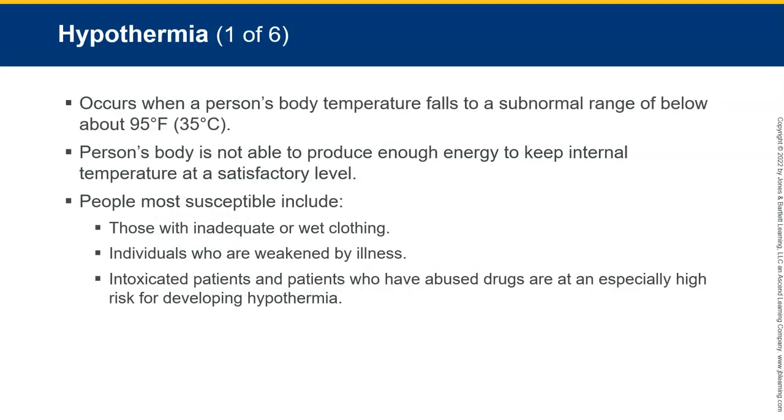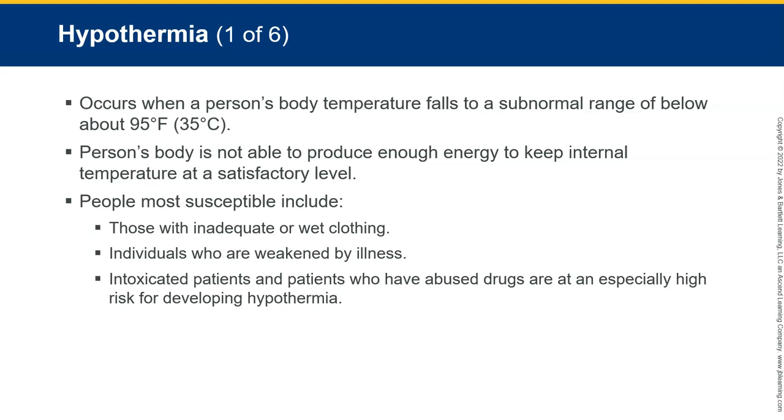Hypothermia, below 95 degrees, occurs when a person's body temp drops below 95. The person's body is not able to produce enough energy to keep that core temp, or internal body temp, at a satisfactory level. People with inadequate or wet clothing, that's why we want to make sure we're getting all that stuff off of them, and those weakened by illnesses are most susceptible to hypothermia. Intoxicated patients and patients who have abused drugs are at an especially high risk for developing hypothermia.